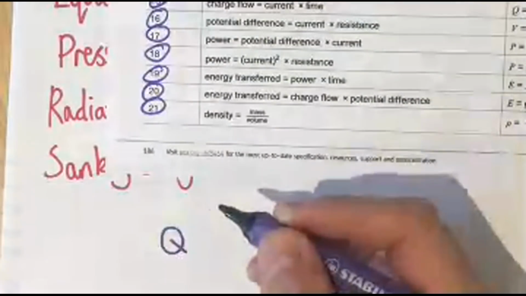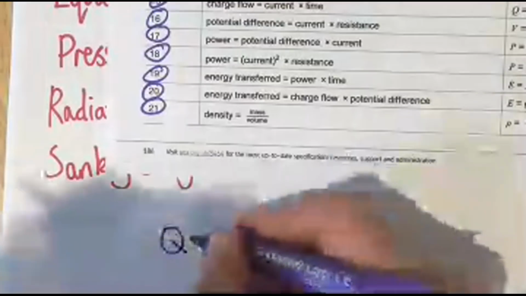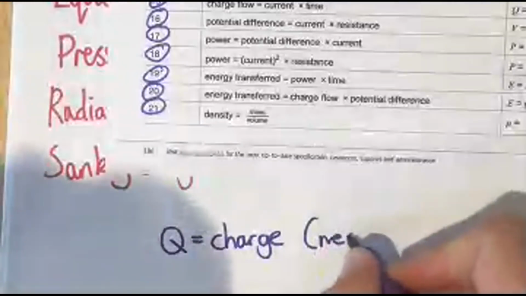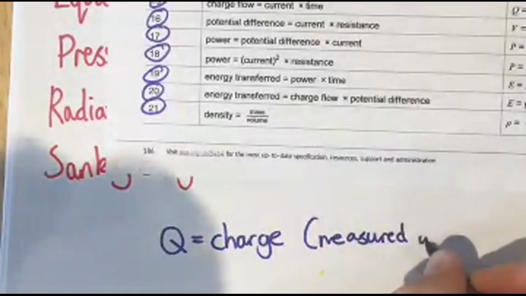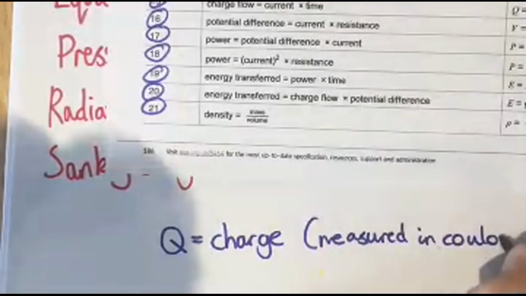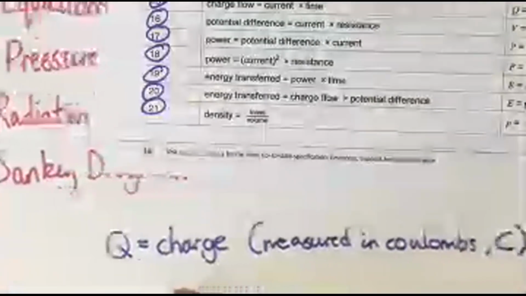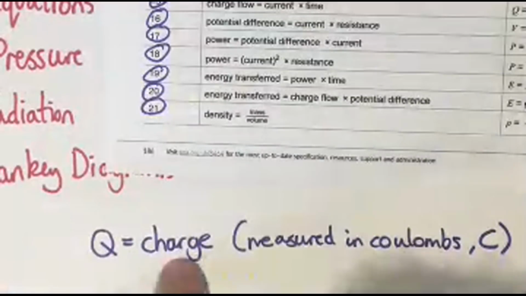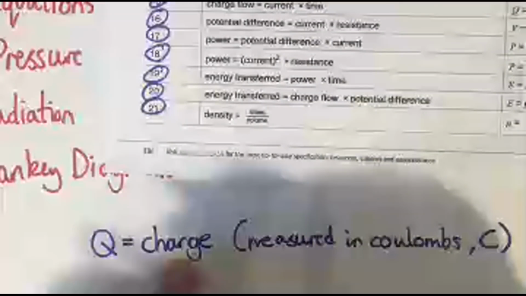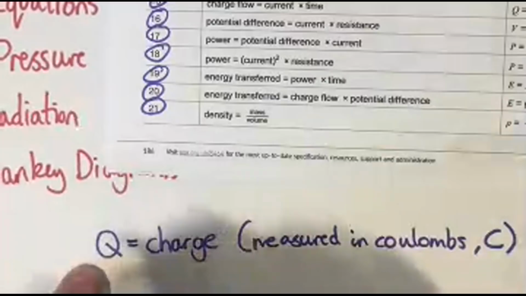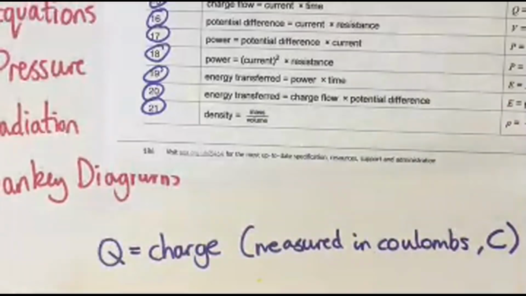And scientists are idiotic when it comes to electricity, okay? Q, for some strange reason, is charge, and it's measured in coulombs, which has the symbol C. So even though charge starts with a C and it's measured in something which has the symbol C, its symbol is Q.